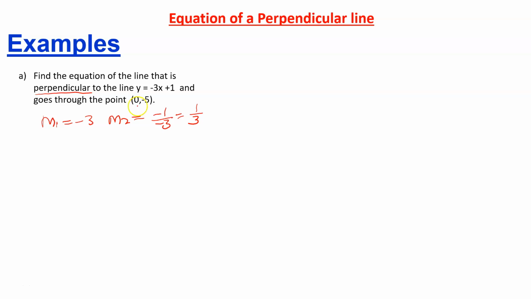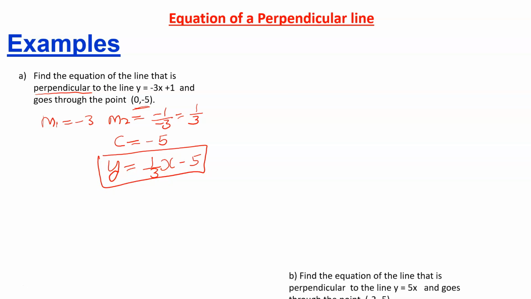Do we know c? Yes, we know c because this looks like the intercept. So c is -5 because x is 0. That's where the graph crosses the y-axis. Now what you got is y equals 1/3 x, which is your gradient, minus 5, which is your y-intercept. Put them together, that is the equation.